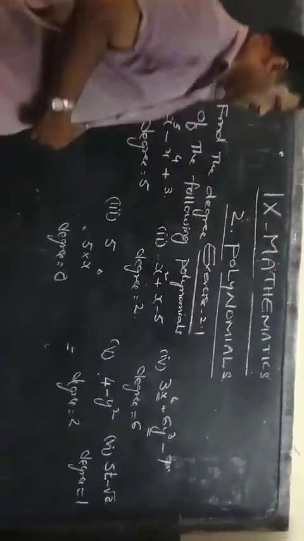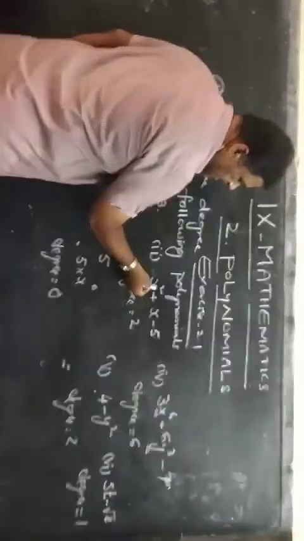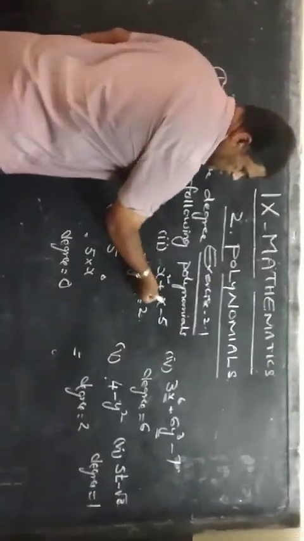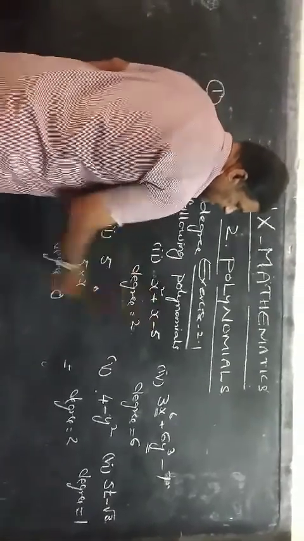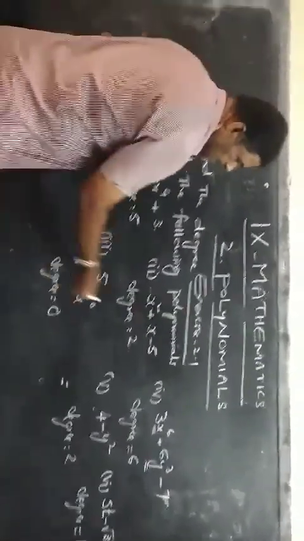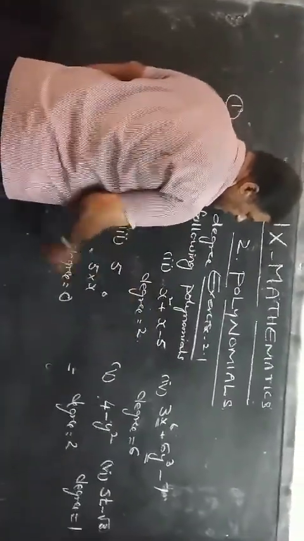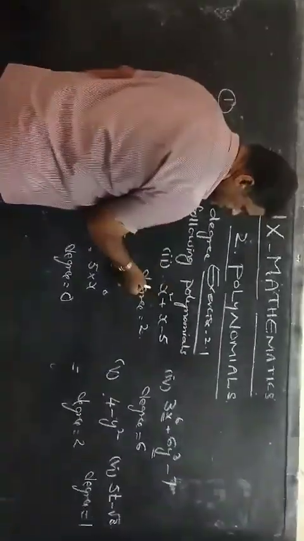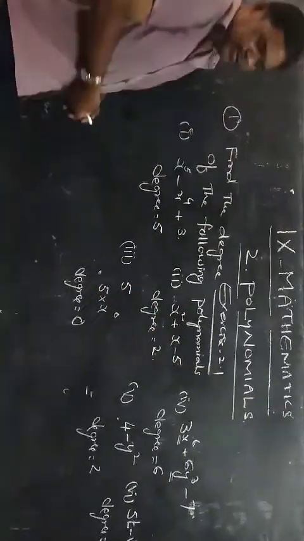So a polynomial means the variable power should not be a negative number and the variable power should not be a fraction. Then that expression is called a polynomial. The highest power of the variable in the polynomial is called the degree of the polynomial. So here the highest power of the variable is 2, so 2 is taken as the degree of the polynomial.